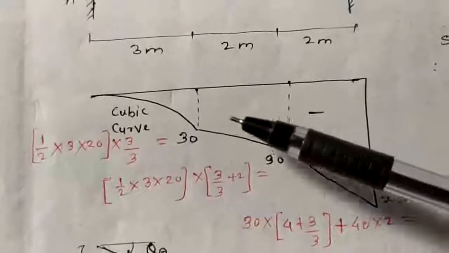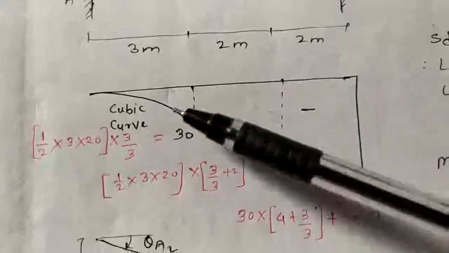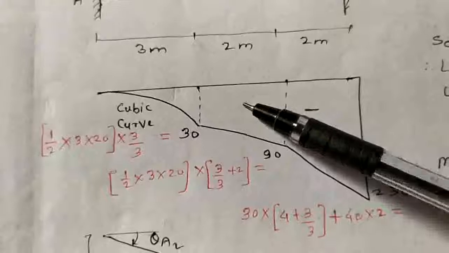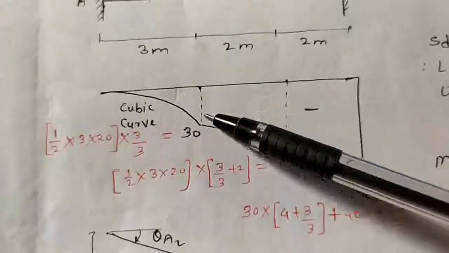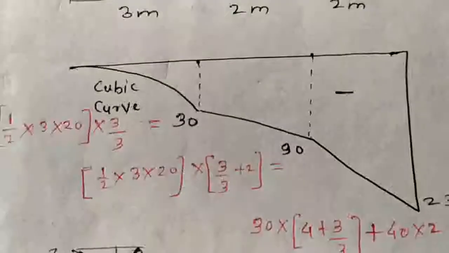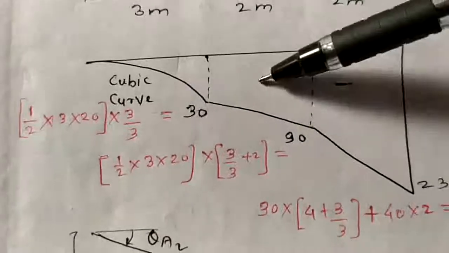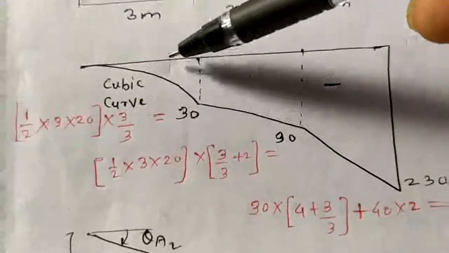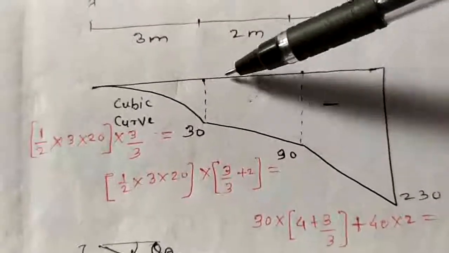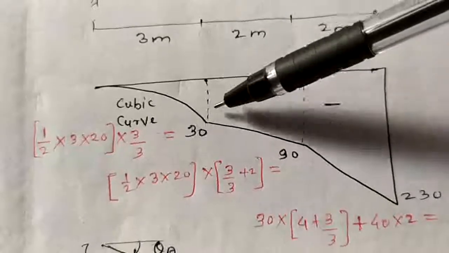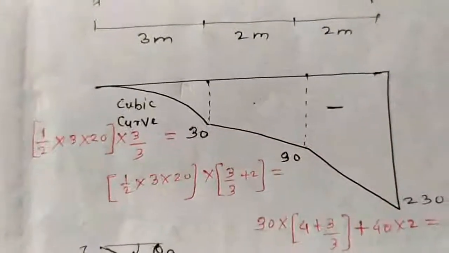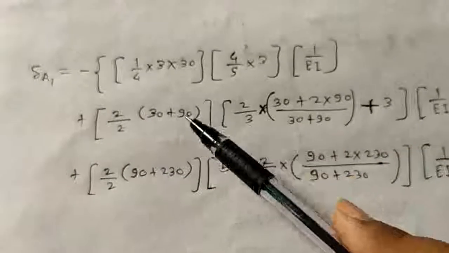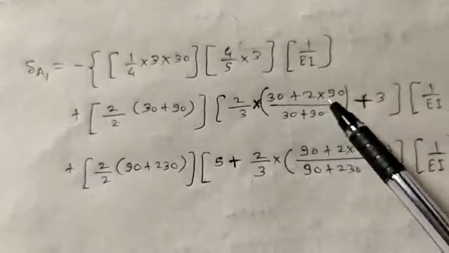So suppose the centroid is at this point, and we are going to measure the centroid distance from a point. This is 3 meter, plus I am measuring the distance from this side, that is from the 30 side. So first of all I have to write 30 plus twice of next. Now come to the formula, 30 plus twice of next I have to write.